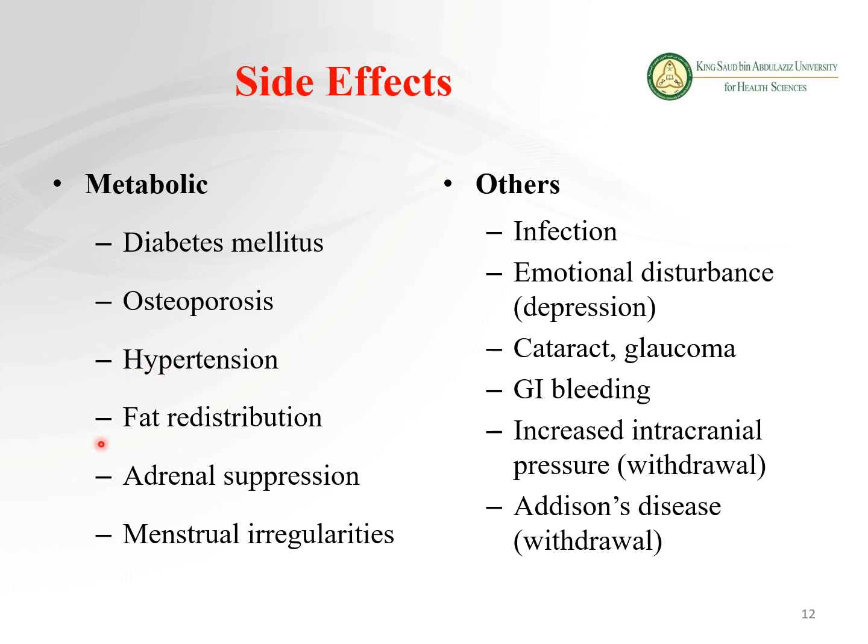Along with that, it can also lead to fat redistribution, Cushing syndrome, and adrenal suppression, especially with long-term use of these corticosteroids, and menstrual irregularities. Other side effects include infection because it can decrease the immune response, and emotional disturbances. Cataract or glaucoma are less common. However, GIT bleeding can occur because of the inhibition of thromboxane A2, which gives an anticoagulant effect.